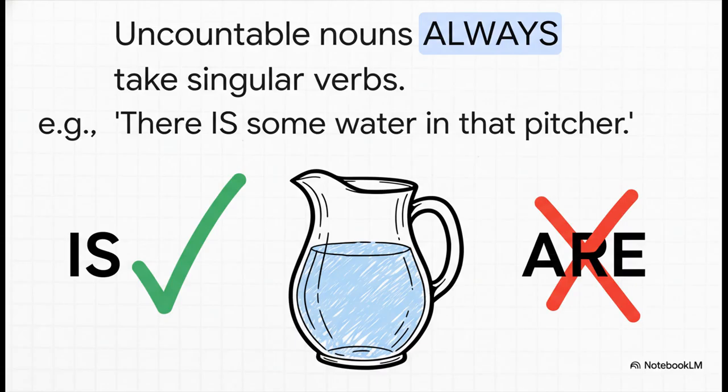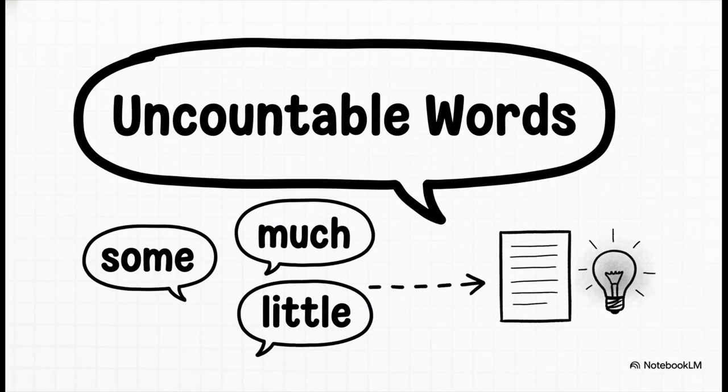Okay, now this one is huge. Uncountable nouns are always, and I mean always, treated as singular. So you would say the information is helpful. Never ever the information are helpful. Even if it feels like a lot of information, it's still treated as just one thing. And just like our other crew, this group has its own special words. We use words like some, much, and little with them. So you'd say something like, I don't have much time, or there is very little information.